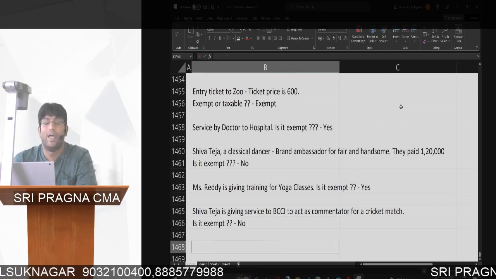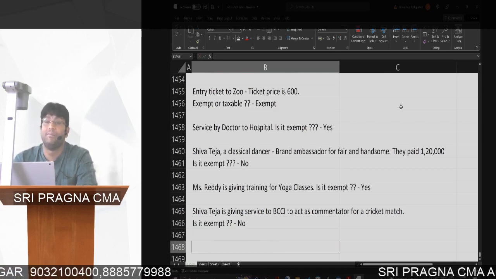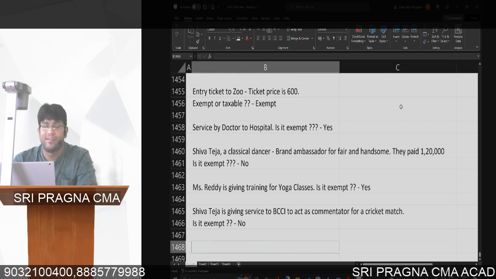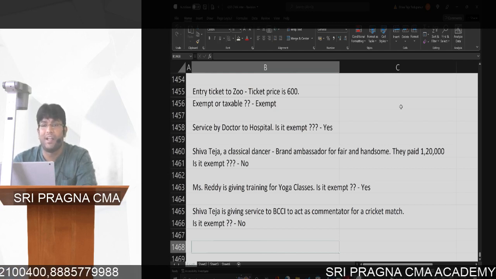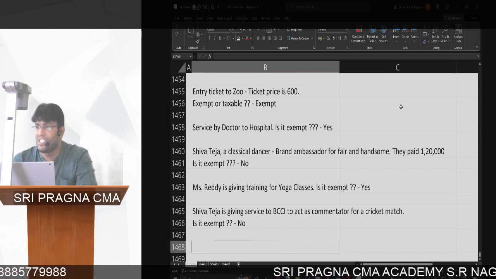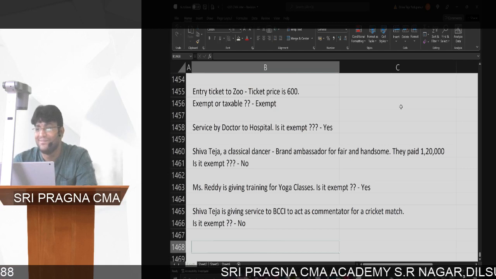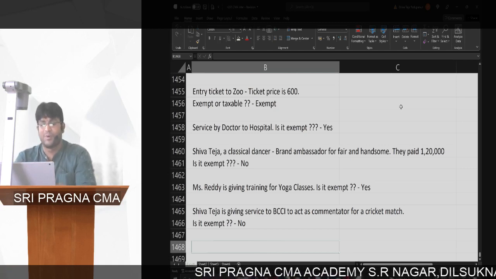Exemption is only for player, umpire, referee, coach and team manager. I repeat again, exemption is only for a player, umpire, referee, coach and team manager. But a commentator, saying what a magnificent strike into the crowd, is taxable. Clear? Take these points.